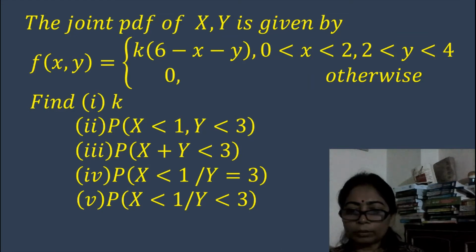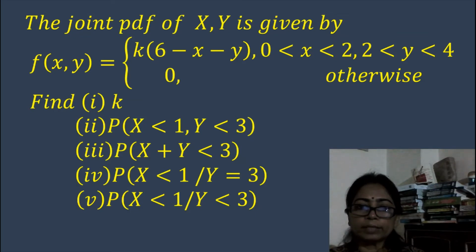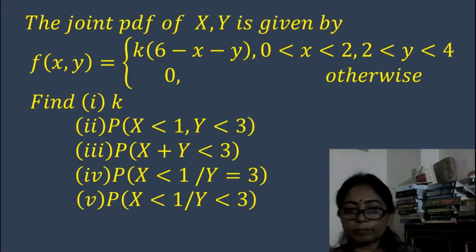Hello everyone. Here is a question of joint PDF. The joint PDF of x, y is given by f(x,y) equals k(6 minus x minus y) for 0 less than x less than 2, 2 less than y less than 4. f(x,y) equals 0 otherwise.